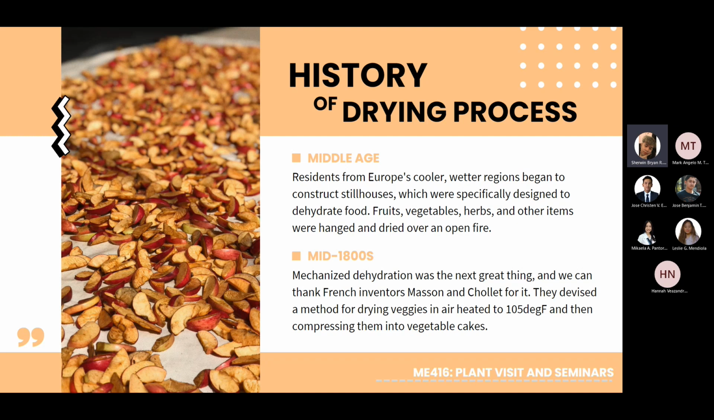Then naman sa mid-1800s, mechanized dehydration was the next great thing, and we can thank French investors Mason and Charlotte for it. They devised a method for drying veggies in the air heated to 105 degrees Fahrenheit and then compressing them into vegetable cakes. May nakapag-invent ng device or heating lang yung kailangan para makapag-dry ng vegetable into cakes. Kahit mukhang hindi masarap ganun. Pero sobrang appreciate to ng mga sailors that time kasi considered siya as welcome source of nutrition.